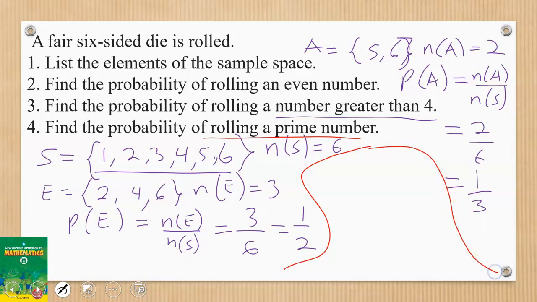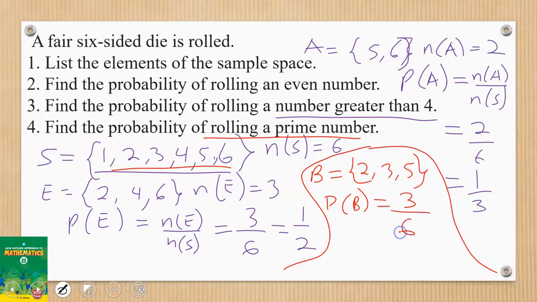So let's also define B as prime number, and the prime numbers out of this set will be 2, 3, and 5. These are the numbers that are prime among the sample space. Note that 1 is not a prime number, okay? Because 1 has only one factor. So again, the probability of getting a prime number is going to be the number of prime numbers, which is 3, all over the sample space, and that is going to give us 1 over 2 as well. So that becomes the answer for that.